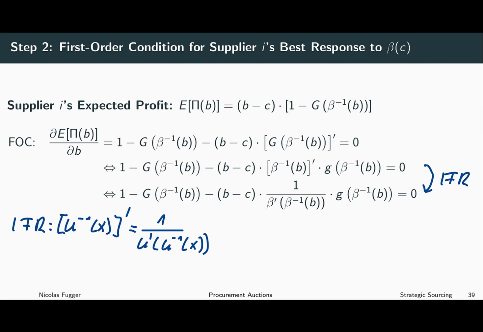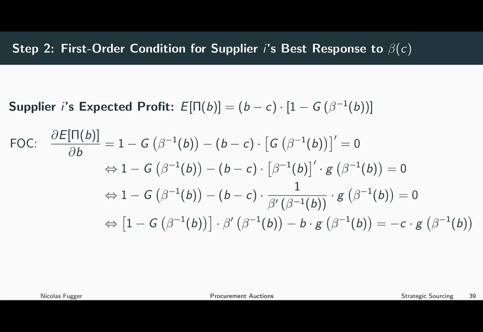Okay, and if we directly apply that, then we get this expression. The next step is straightforward again. So what we do is we multiply both sides of the equation by this expression. And then what we do is we subtract from both sides this expression.